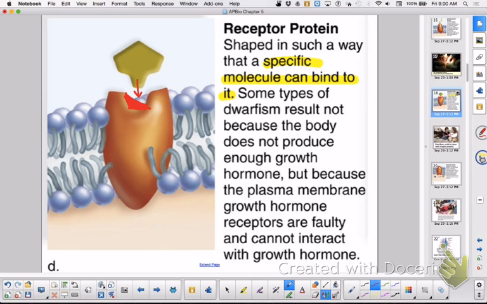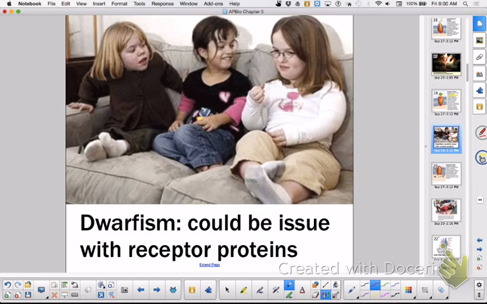So even though you have plenty of growth hormone, your receptor for that growth hormone to tell the cell what to do, to grow, make more, it doesn't hear it, and so you could end up with different forms of dwarfism.